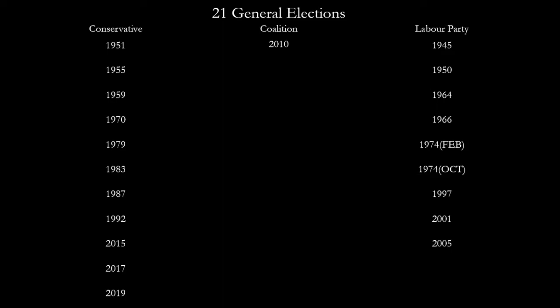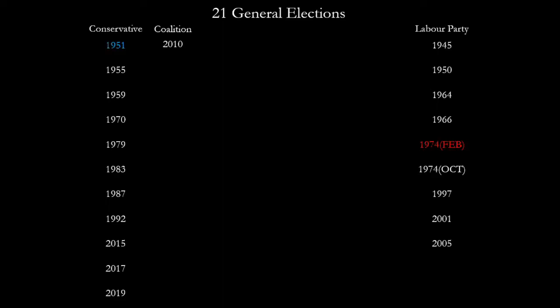The coalition government was in 2010, but it was a conservative-left coalition government, so it's going on the conservative side, okay? So that's basically 22 conservative victories and 9 Labour victories, but we'll keep it to 11-9-1, okay? We'll keep it to 11-9-1.